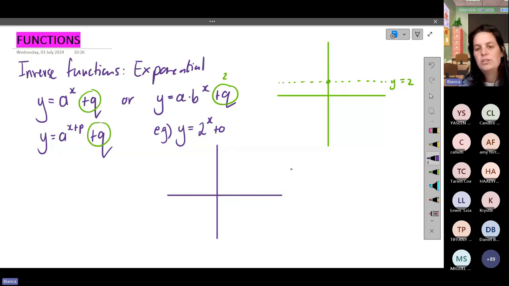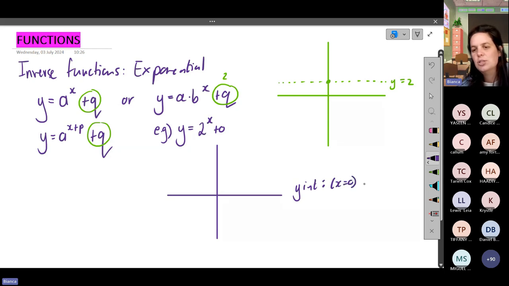Then to draw the graph, always start off by finding the y-intercept. And how do we find the y-intercept of any function? We make the x value 0. So this would be y equals 2 to the power of 0. Anything to the power of 0 is 1. So now we know that the y-intercept here is 1. But now we need to know how to draw the graph.